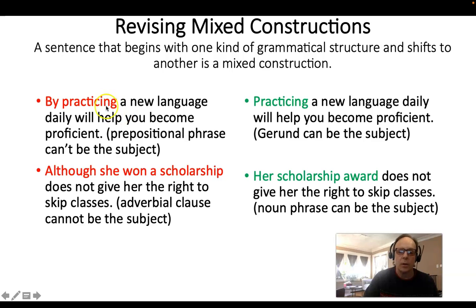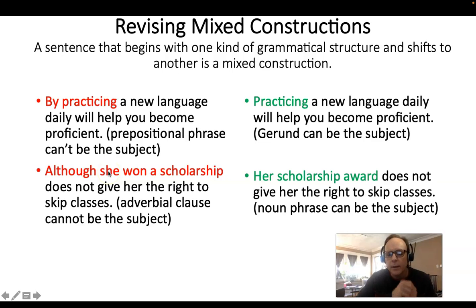Grammatically it just doesn't work. "Although she won a scholarship, does not give her the right to skip classes." So this, "although she won a scholarship," is what's called an adverbial clause. And once again, it's one of those things that just cannot function as a sentence. So we want to change this adverbial clause to what's called a noun phrase, which can be the subject. "Her scholarship award does not give her the right to skip classes." Again, notice the difference. This adverbial clause can't be the subject, but in this case it can. So the original sentence ends up not having a subject basically because of that.